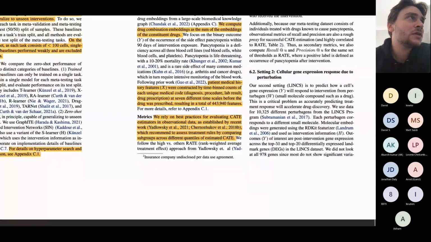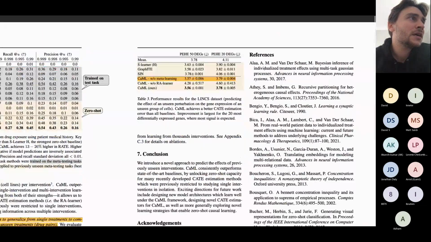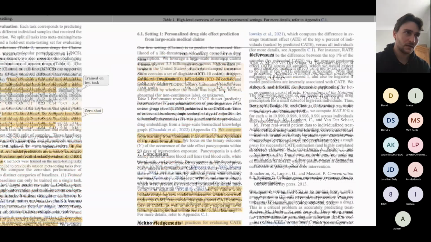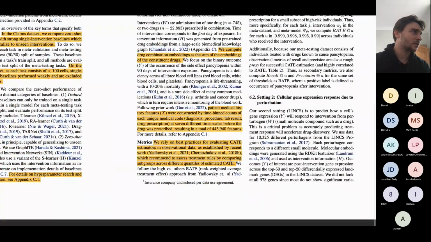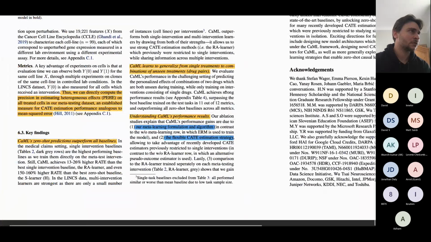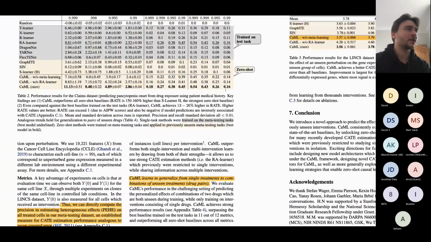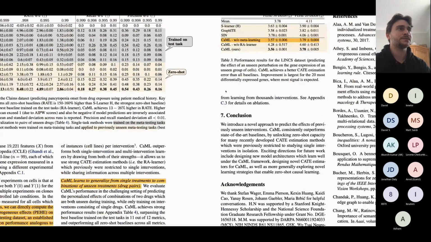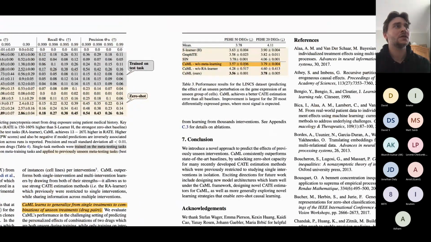And if we look at the results, they compare their model to 3 different models: S-Learner, Graphite, and SYN. And let me just check something. I want to go to the baselines. Oh yeah, okay. These are all like 0-shot methods.